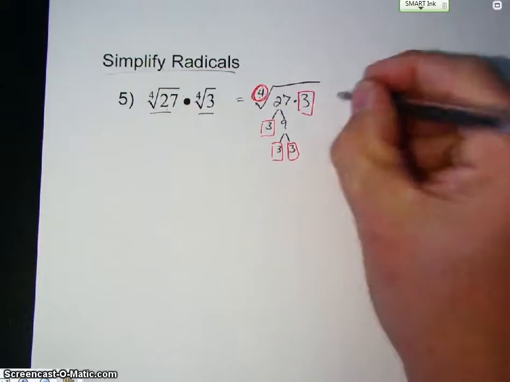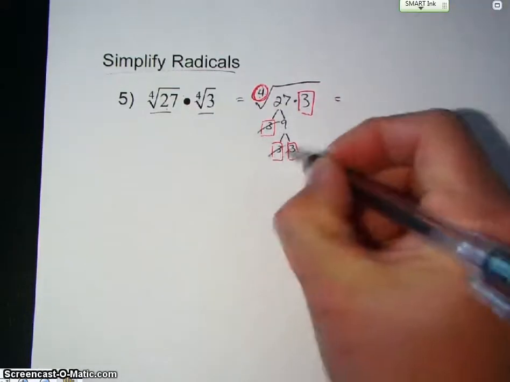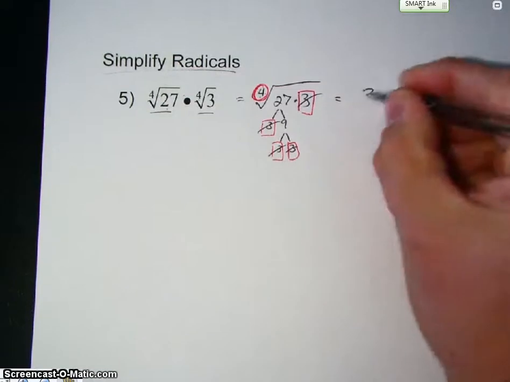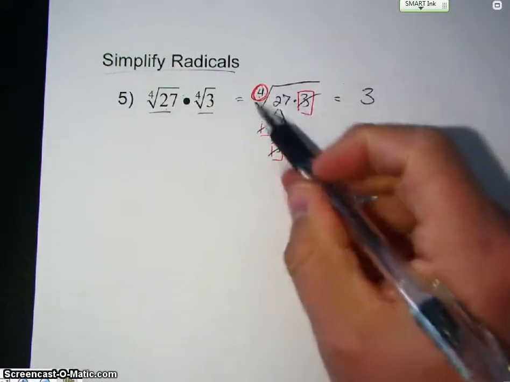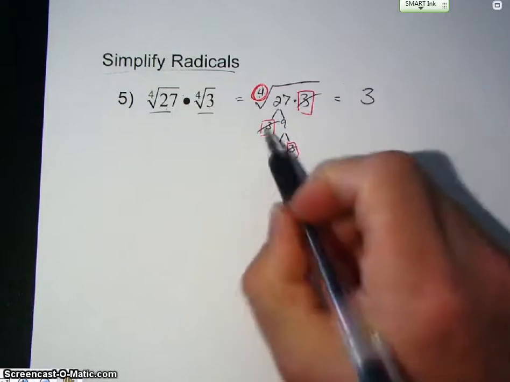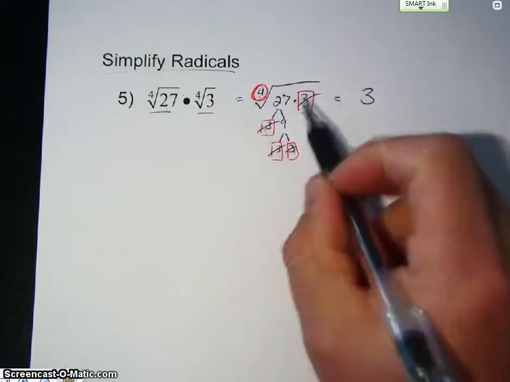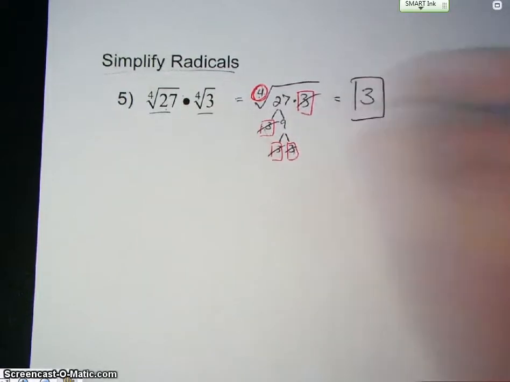What I mean by that is this. 1, 2, 3, 4. So that means the 3 can come out. In other words, I can write a 3 outside of the radical. Now if you notice here, I used everything up, there's nothing left over. So my answer is that.